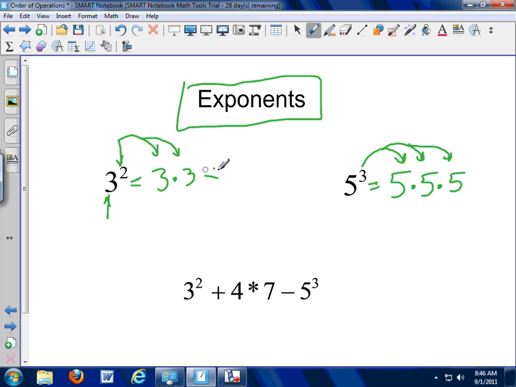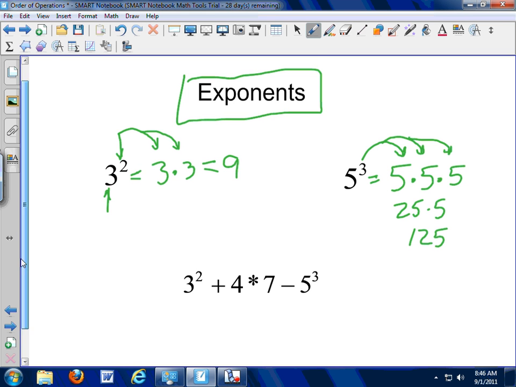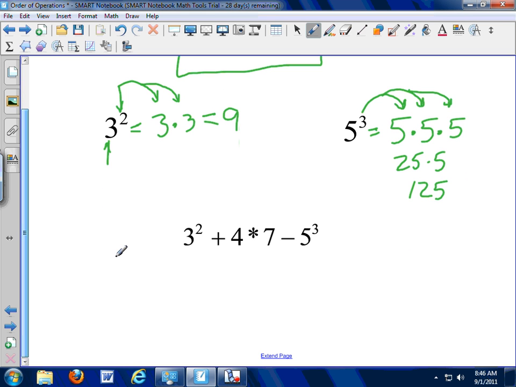3 times 3 is 9. 5 times 5 times 5: 5 times 5 is 25, and 25 times 5 is 125. So there, that works. So now, back to our little 3, 4, 7, and 5 problem. Let's see if we can make that work out for us.